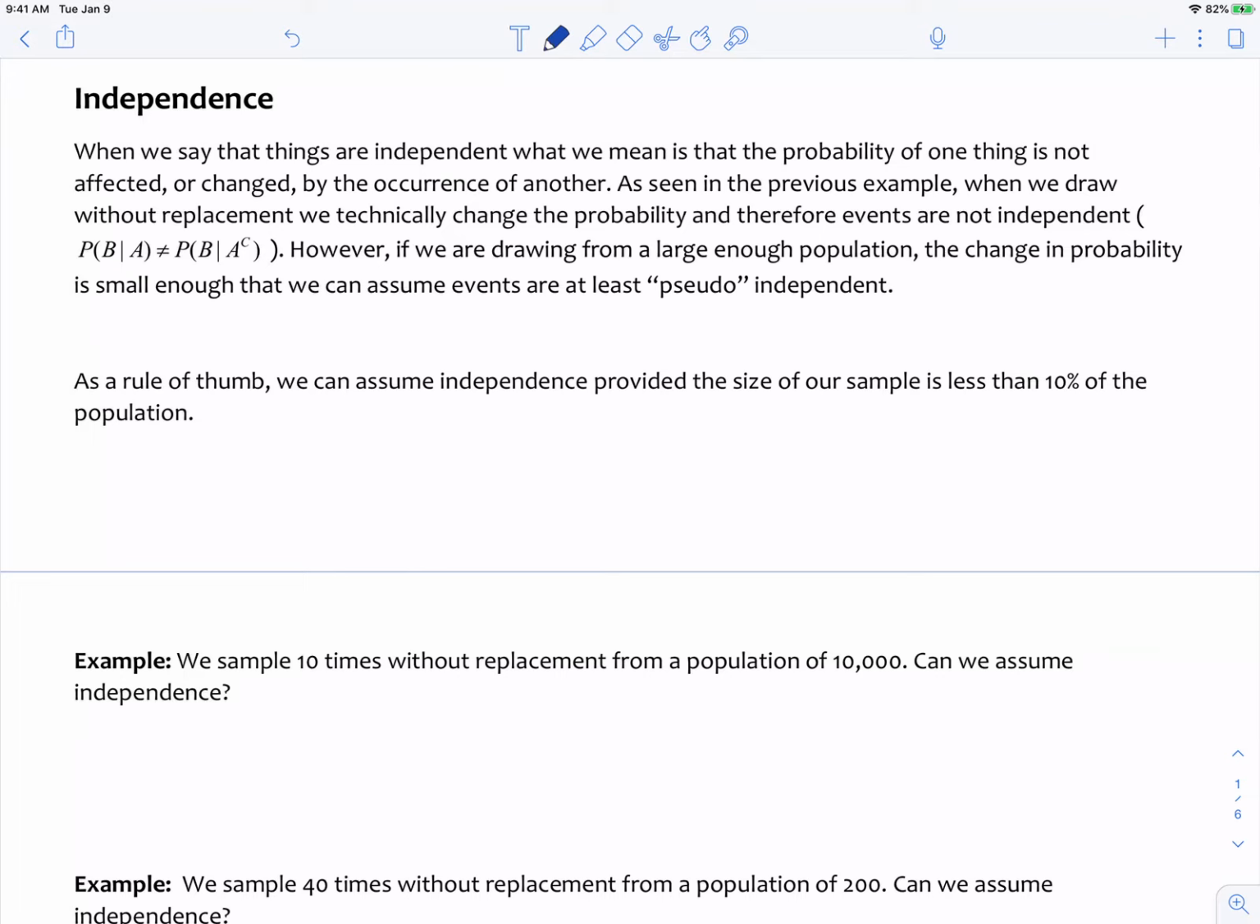Ultimately, when we say things are independent, what we mean is that the probability of one thing is not affected or changed by the occurrence of another. Or if we look at different groups, we're not going to see a difference in their probabilities. As seen in the previous example, when we draw without replacement, we technically change the probability and therefore events are not independent. However, if we're drawing from a large enough population, the change in probability is small enough that we can assume events are at least pseudo-independent. As a rule of thumb, we can assume independence and use those easier calculations provided the size of our sample is less than 10% of the population.